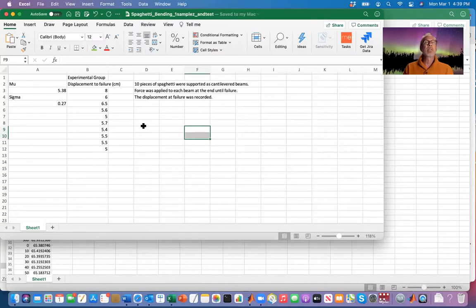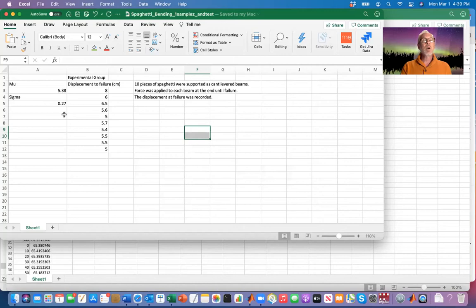So here's the set of data that we've got. You remember I have my grad students bend spaghetti till it breaks to get some of this data. So this is one of those bending experiments. From years of spaghetti bending, we have good information that the mean piece of spaghetti from the population bends at about 5.38 centimeters before it breaks. The standard deviation for that is about 27 hundredths of a centimeter.